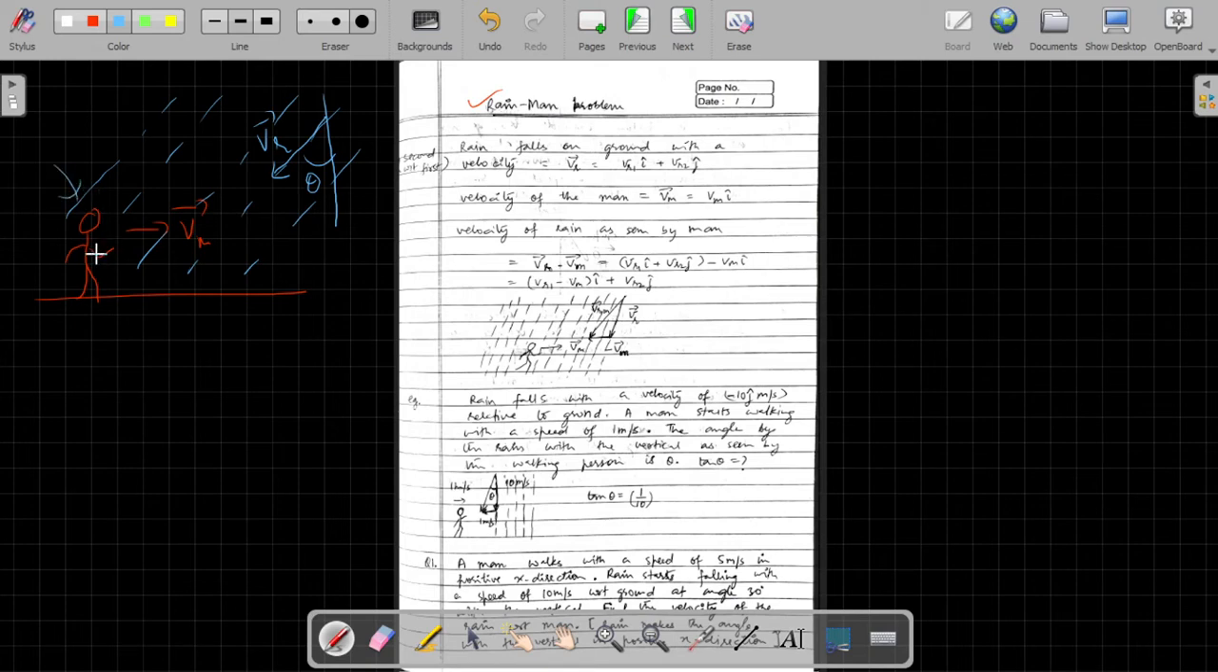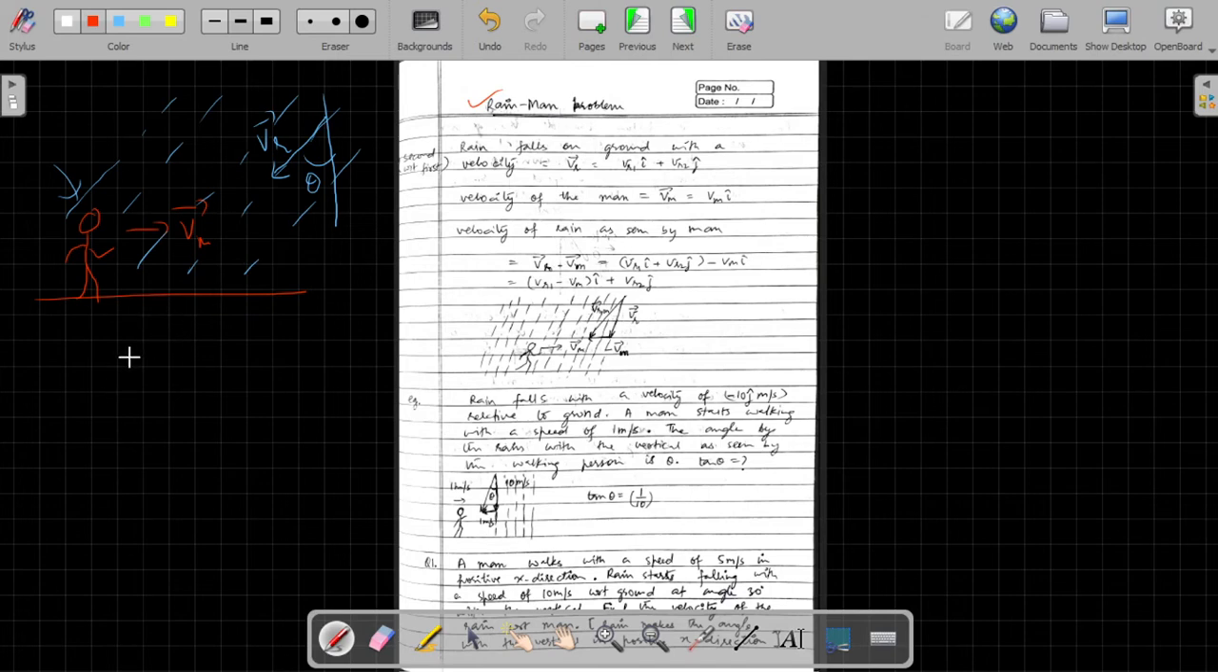So what do we mean by that? By that we want to say that, as seen by this person, what would be the speed at which the rain would be coming to him, or at what angle would the rain be coming to him with respect to the vertical. So how to do it?